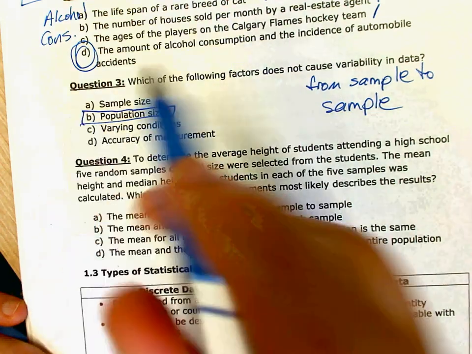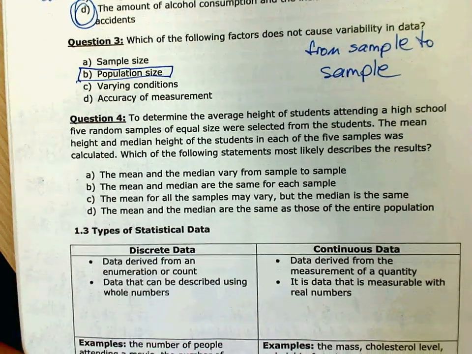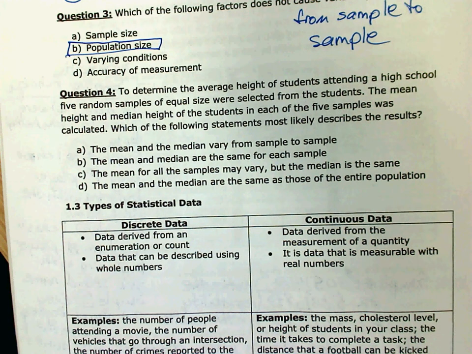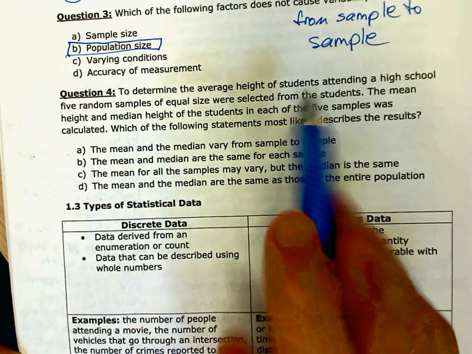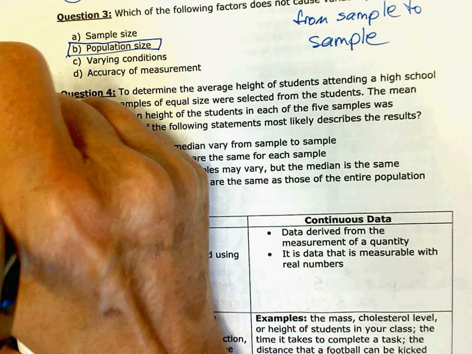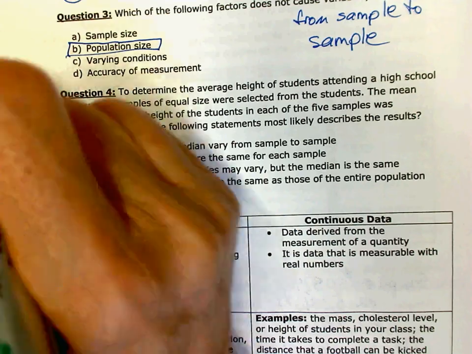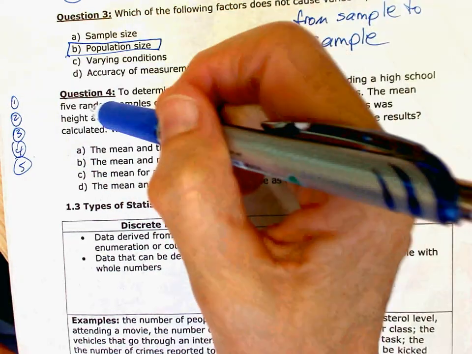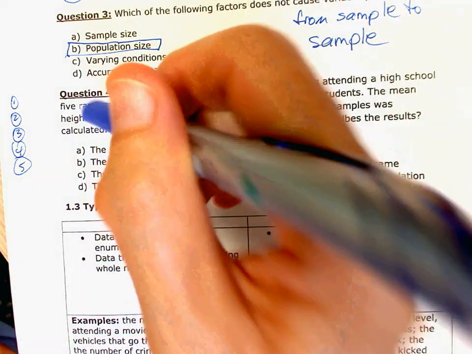Number 4. To determine the average height of students attending a high school, 5 random samples of equal size were selected. So they had 5 samples. We'll call it 1, 2, 3, 4, 5. The mean height and median height in each of the 5 samples was calculated. Which of the following statements most likely describes the result?